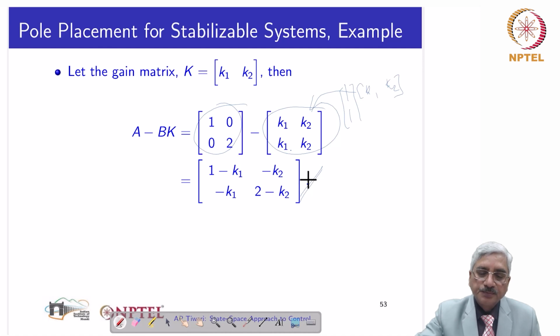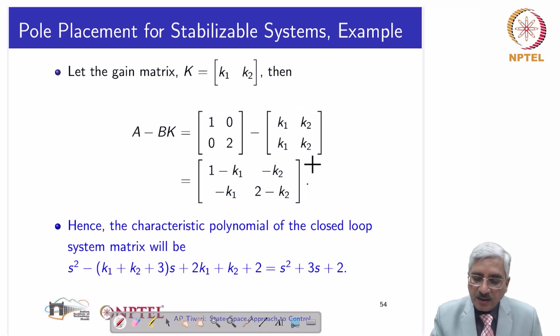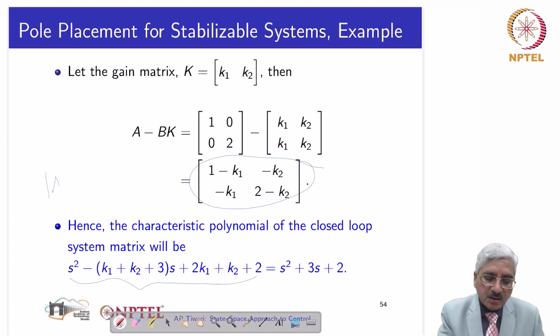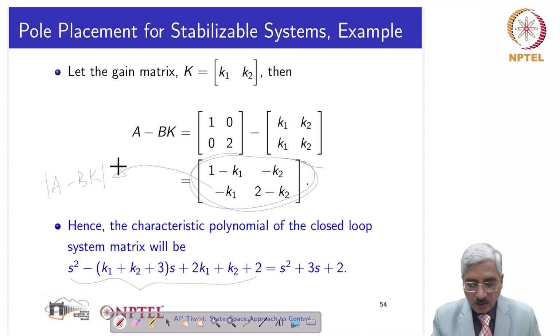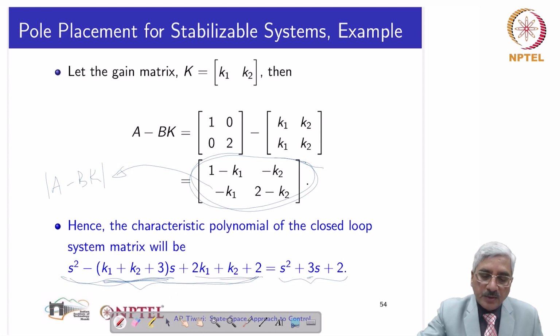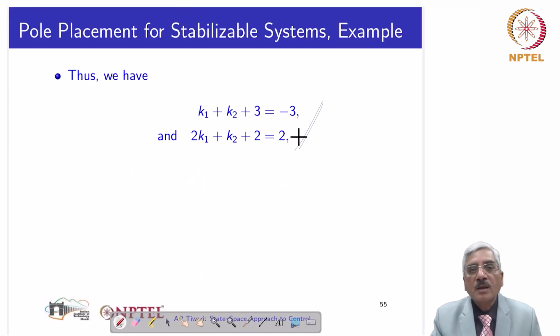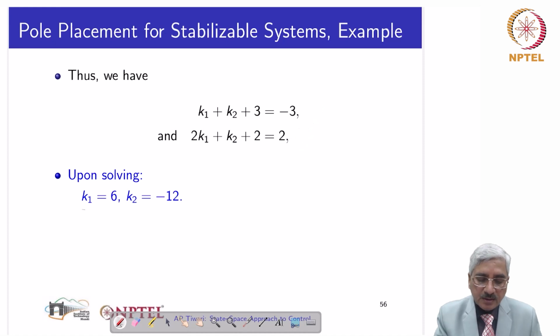This will be A minus BK, and its characteristic polynomial will be obtained like this. Determinant of A minus BK, with this here, we will get this, and we want the desired characteristic polynomial to be this. So we compare the coefficients of different powers of S. So we get K1 plus K2 plus 3 equal to 3, and 2K1 plus K2 plus 2 equal to 2. So we get these equations, and we solve these equations to get K1 and K2.